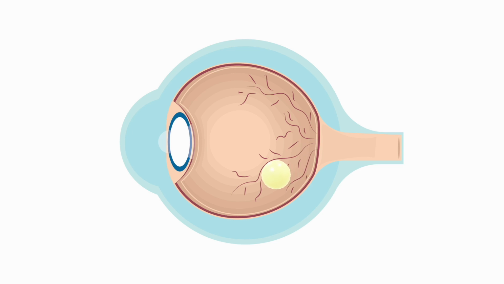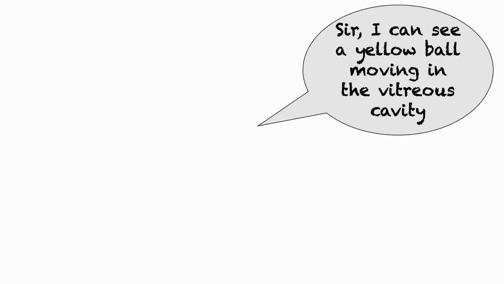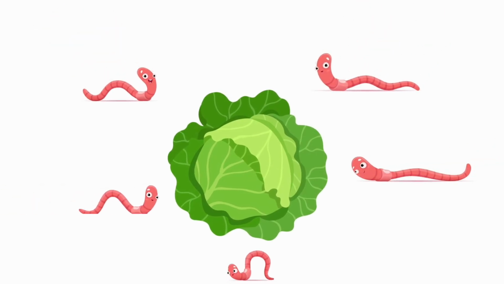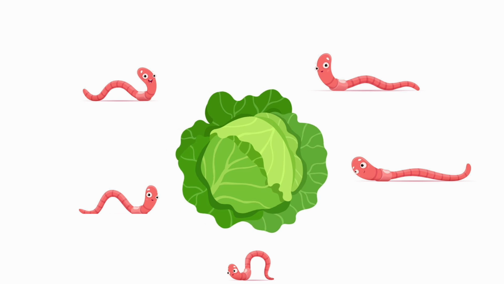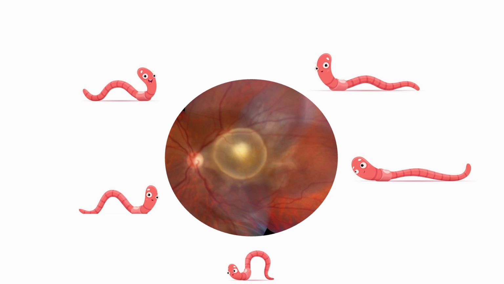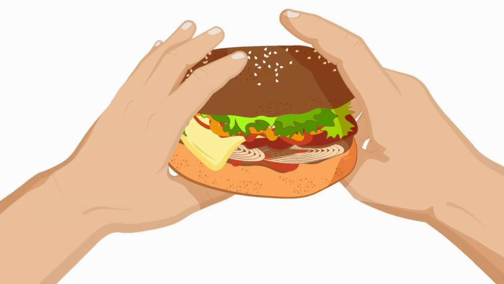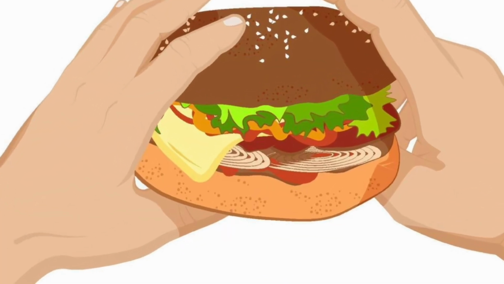To this, the exhilarated me shouted, "Sir, I can see a yellow ball moving in the vitreous cavity." To which my sir started, and I quote, "Ocular cysticercosis is a preventable cause of blindness caused by the larval form of Taenia solium called Cysticercus cellulosae. Humans usually ingest the egg form of the cyst through contaminated food and water."